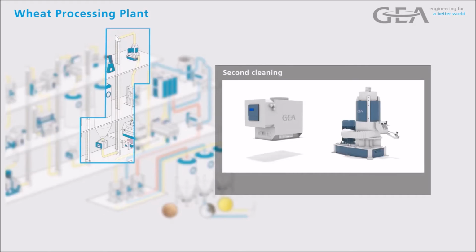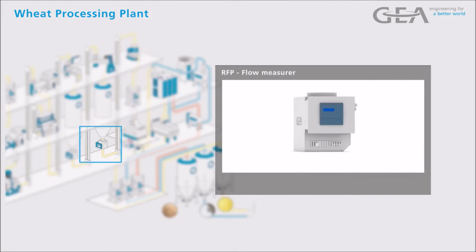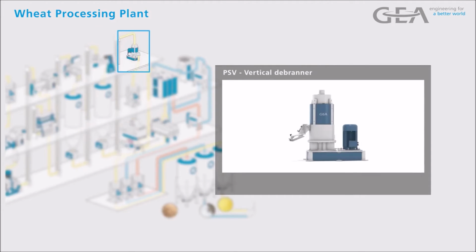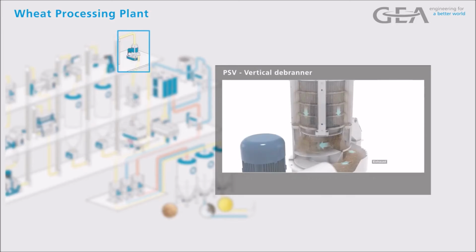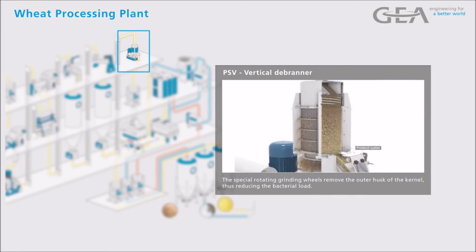Second cleaning. This is the processing step in which the outermost part of the kernel is removed to reduce the bacterial load. RFP flow measurer. PSV vertical debranner. The special rotating grinding wheels remove the outer husk of the kernel, thus reducing the bacterial load.